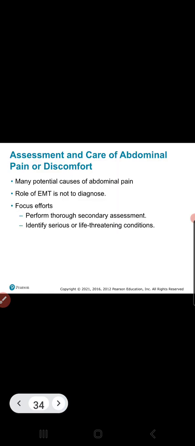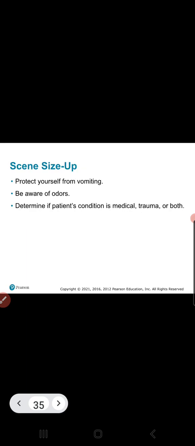All right, so assessment and care of abdominal pain or discomfort. Many potential causes of abdominal pain. Role of EMT is not to diagnose. We focus our efforts on performing a thorough secondary assessment and identifying serious or life-threatening conditions. Scene size up. Protect yourself from vomiting. Be aware of odors. Determine if patient's condition is medical, trauma, or both. And you can get both.